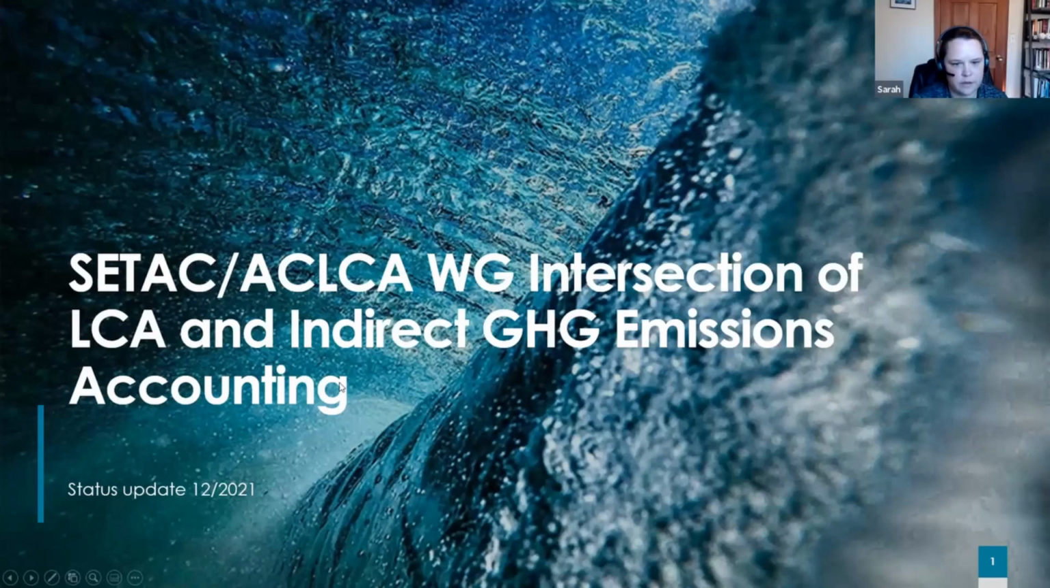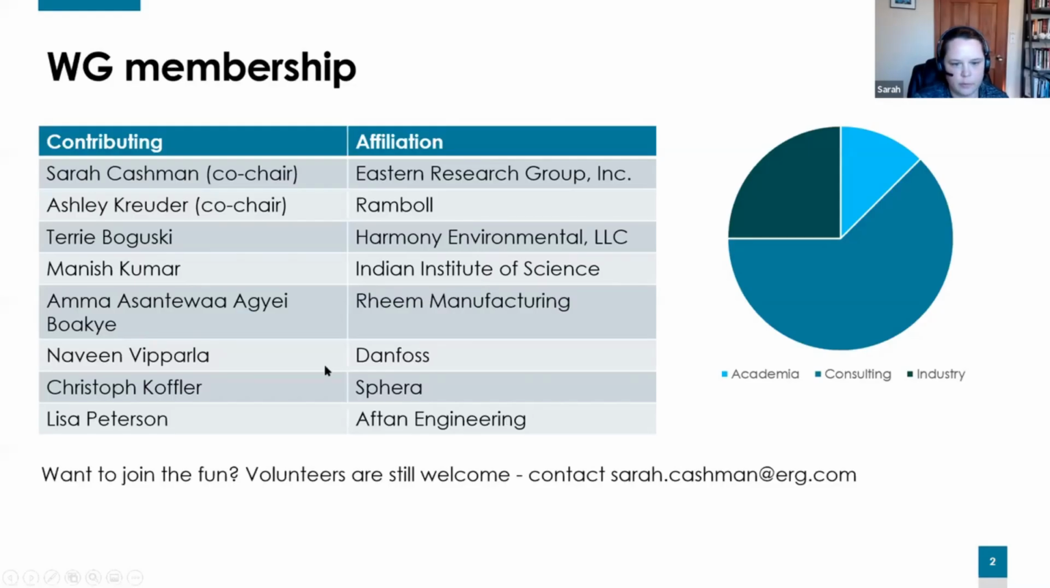Hi, everyone. My name is Sarah Cashman. I'll be giving you a short update on our working group, which is looking at the intersection of life cycle assessment and indirect greenhouse gas emissions accounting. We have 8 members in our working group. Ashley Kruder is co-chairing with me, and we have a mix of folks from primarily consulting, but also industry and academia. We started in January of this year, but we're certainly open to welcoming new members, even if it's just to give feedback or to review some of our material.